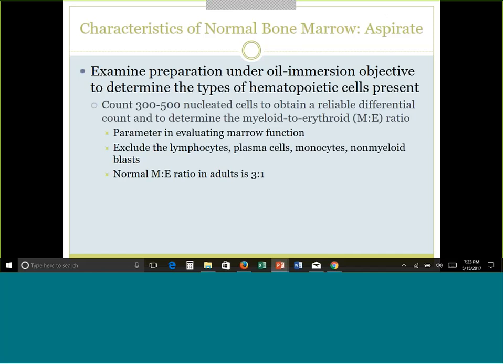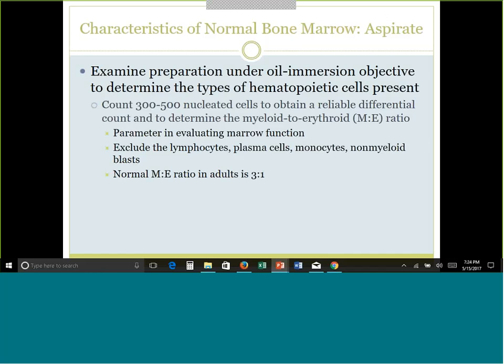They're not going to count anything in the lymphocyte line, and they're not going to count monocytes. I shouldn't have said the monocyte, but they're going to count the neutrophil line, the eosinophil line, and the basophil line, which will all be counted, categorized under the myeloid side, and the red blood cell production line under the E, the erythroid. And they're going to determine the ratio.